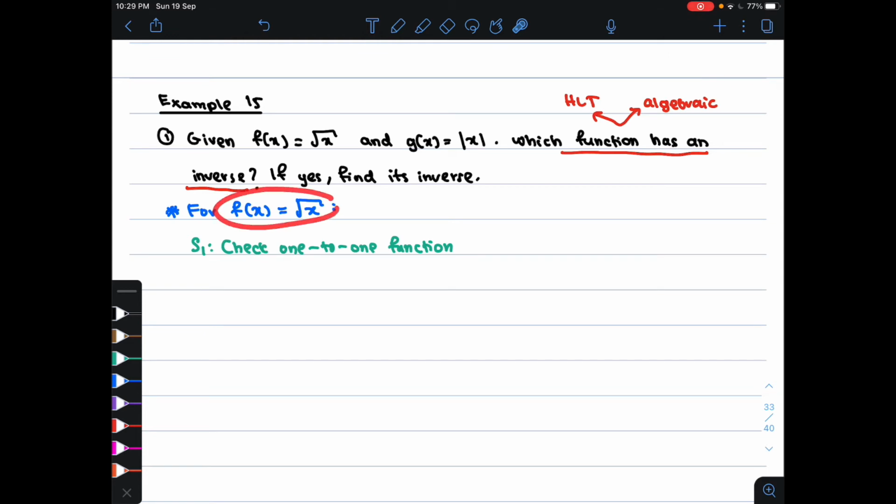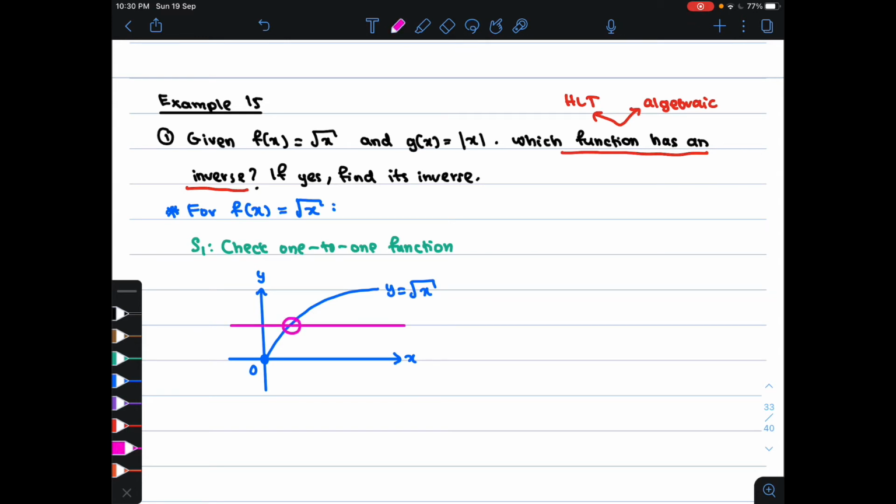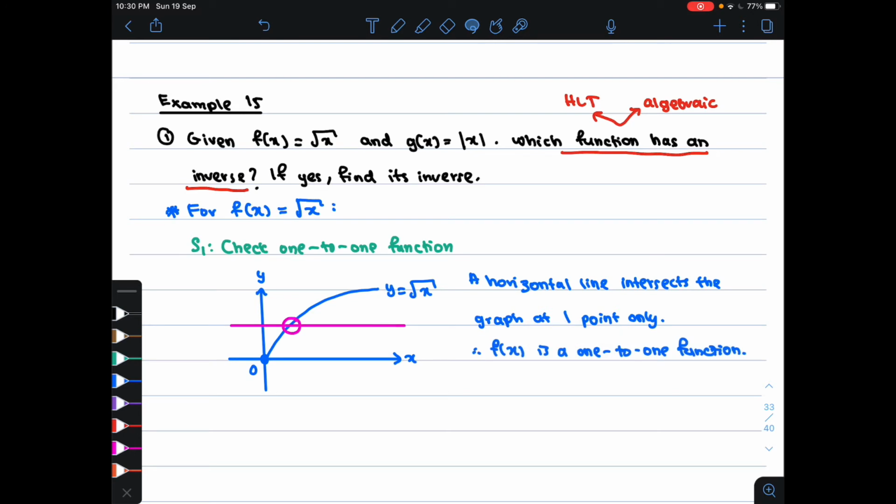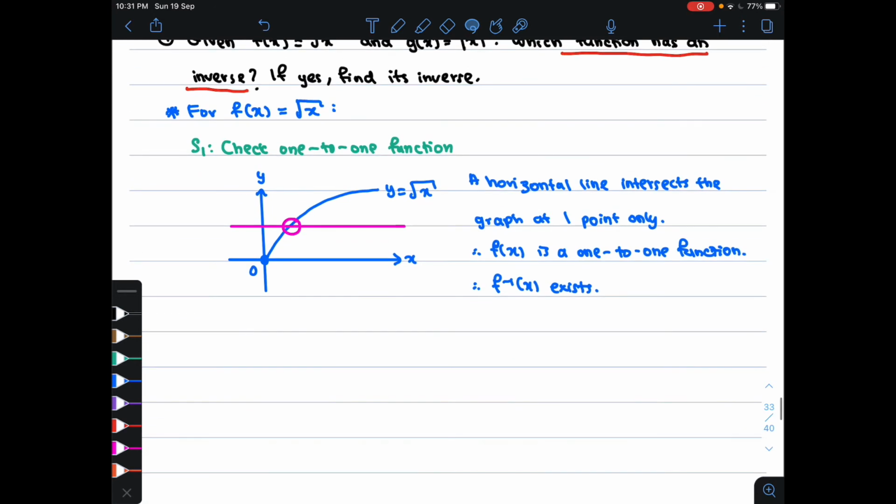So, we need to draw fx equal to square root x. And this is the graph of y equal to square root x. Therefore, when you do the horizontal line test, you can see that there is only one intersection point. So, you can write down a horizontal line intersects the graph at one point only. So this means that fx is a 1 to 1 function. So what does this mean? This means that f inverse exists.